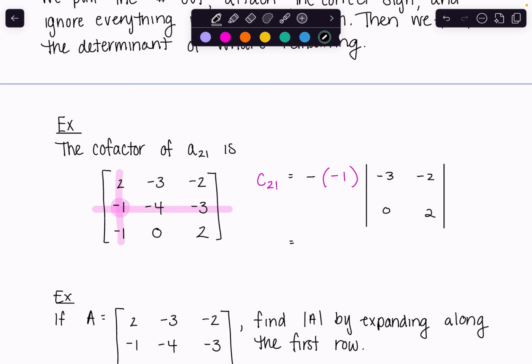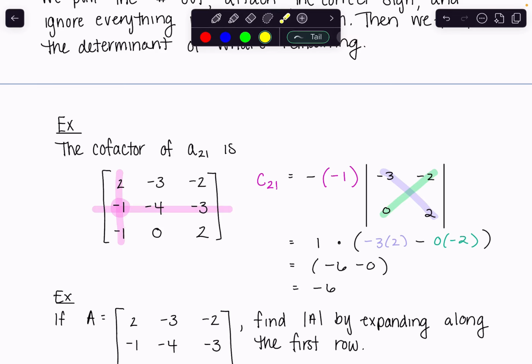So from here, that minus minus turns to a positive 1, and then I want to times it by the determinant of this 2 by 2. So I multiply that main diagonal, and then I subtract the multiplication of the off diagonal. So thankfully 1 times anything is 1. So this is -6 minus 0. So this cofactor is -6, okay?